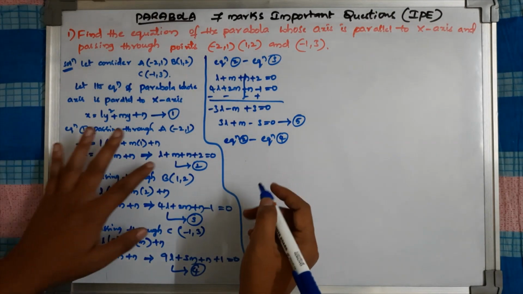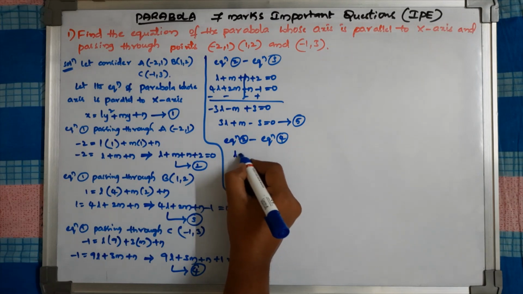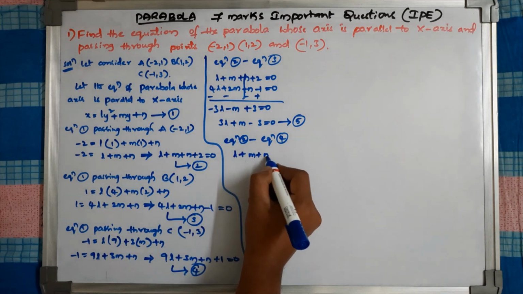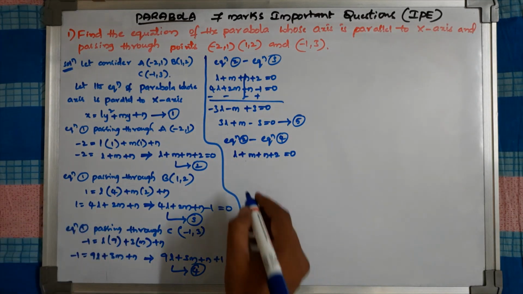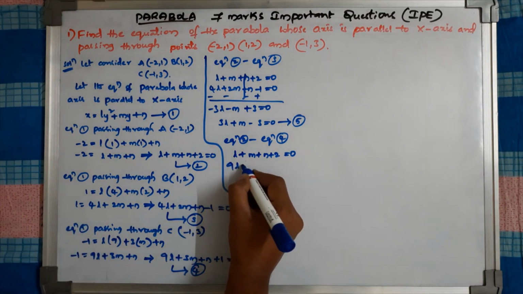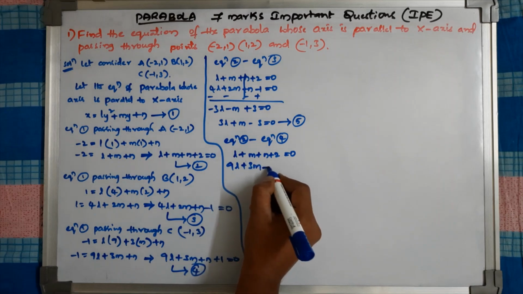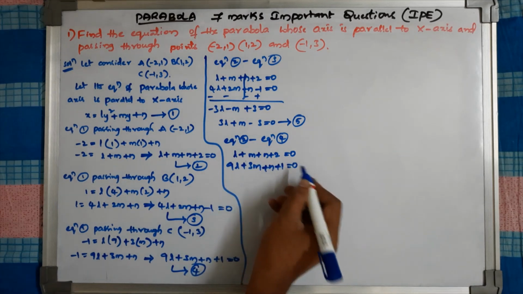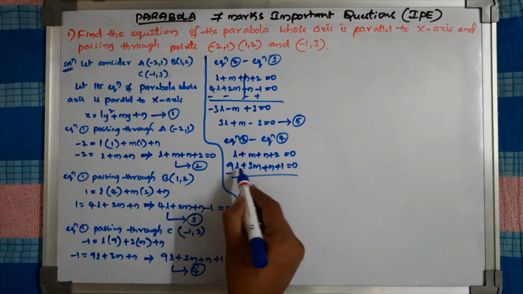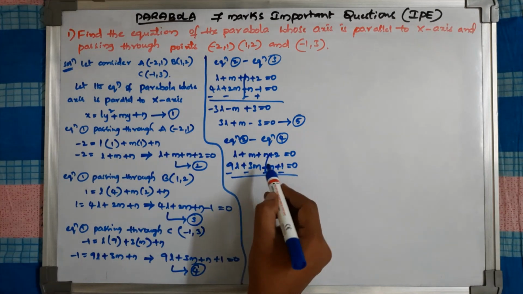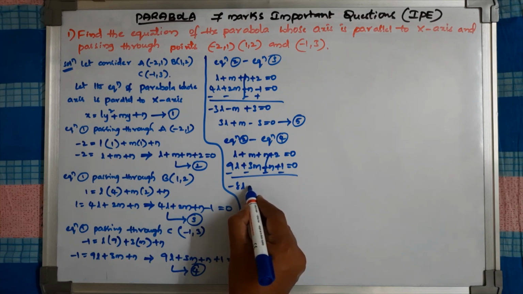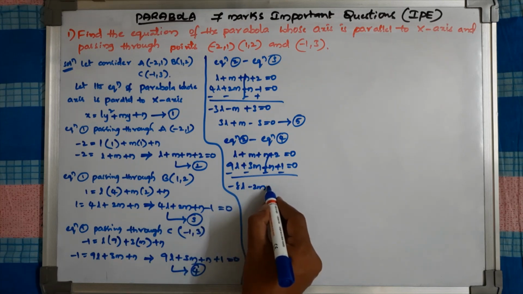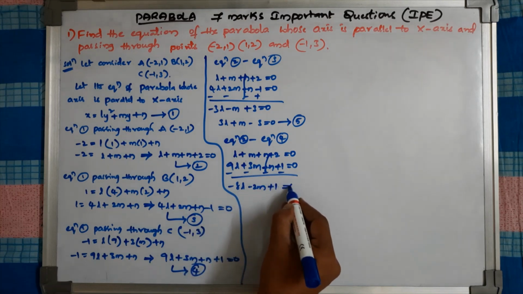What is equation 2? L plus m plus n plus 2 is equal to 0, and equation 4 is 9l plus 3m plus n plus 1 is equal to 0. On solving this, subtracting, n gets cancelled. Minus 8l minus 2m plus 1 is equal to 0.